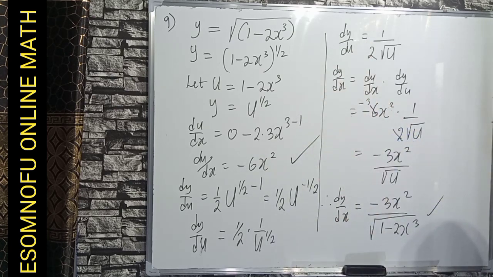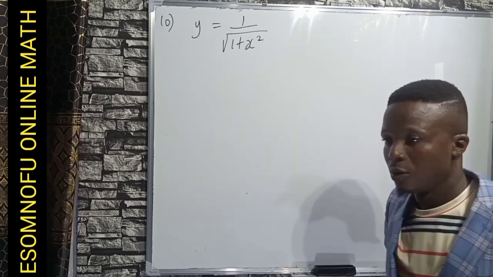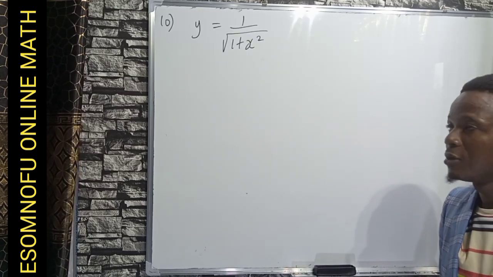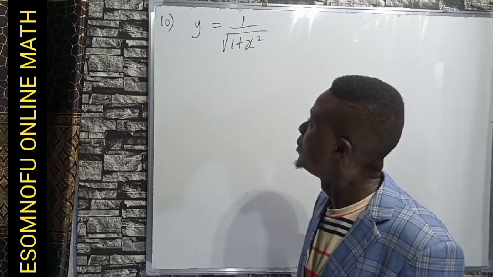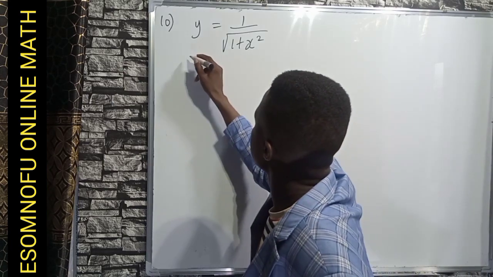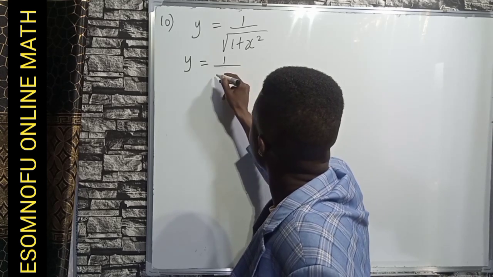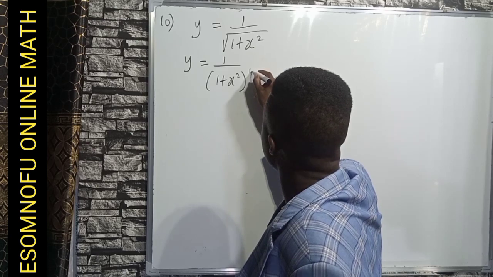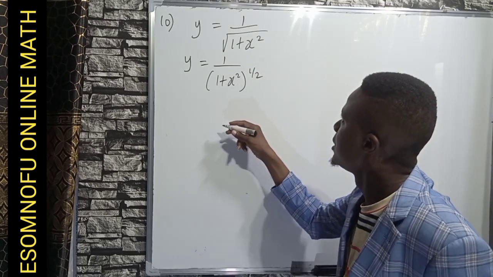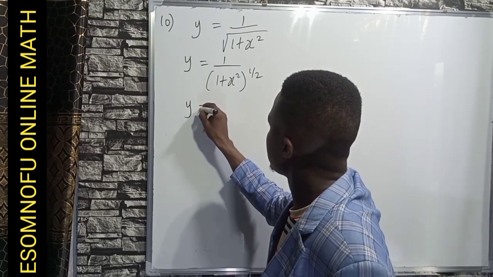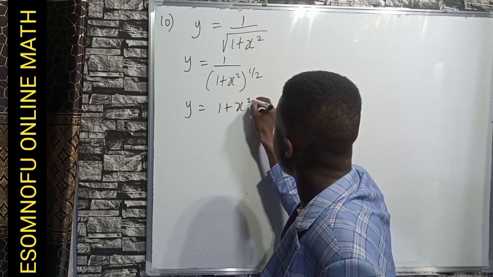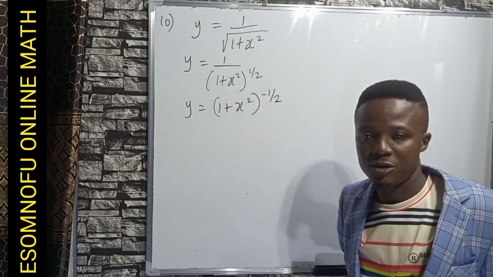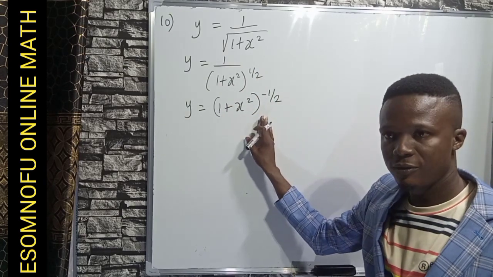So let us take the 10th question. In the 10th question, we have y is equal to 1 all over square root of 1 plus x squared. This can be written as y is equal to 1 over 1 plus x squared to the power of half from the laws of indices. This is still the same thing as y is equal to 1 plus x squared all to the power of negative half, because of 1 over is a fraction. So this is what it will be from the laws of indices.